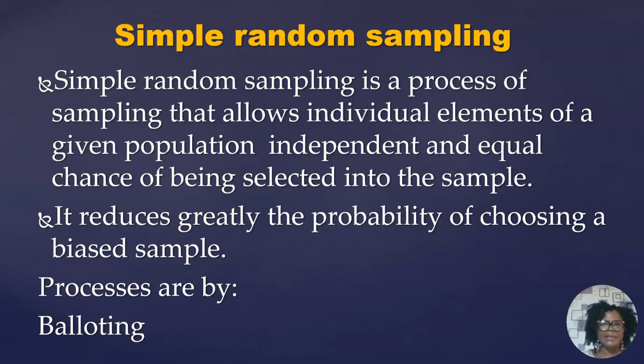Simple random sampling technique is a process of sampling that gives individual elements of a given population an independent and equal chance of being selected into the sample. Yes, that's why I say it's the best. Say you want to pick the universities to study when you want to study something that happens in Nigeria. The first thing you do is to look at which states you will cover, so it will be a representation of Nigerian universities.